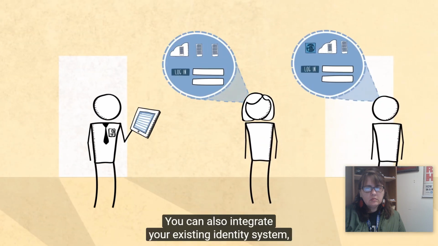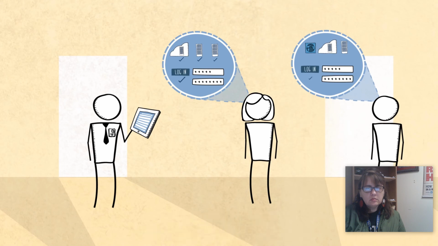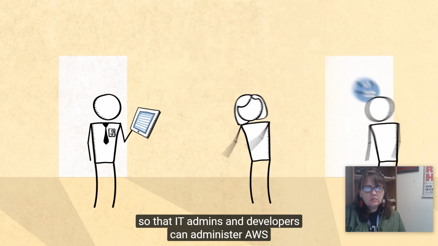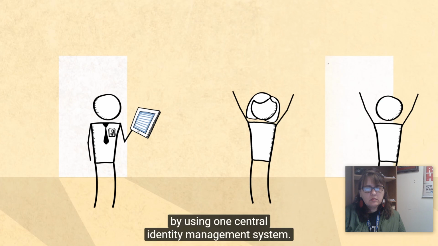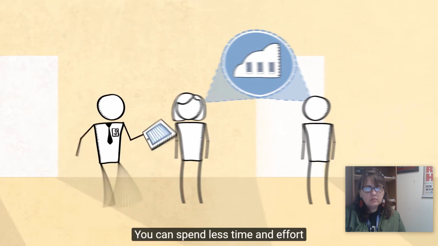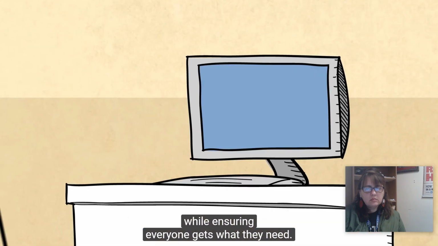You can also integrate your existing identity system, such as Microsoft Active Directory, using standards-based federation technologies so that IT admins and developers can administer AWS without needing additional credentials. By using one central identity management system, you can spend less time and effort administering yet another environment while ensuring everyone gets what they need.